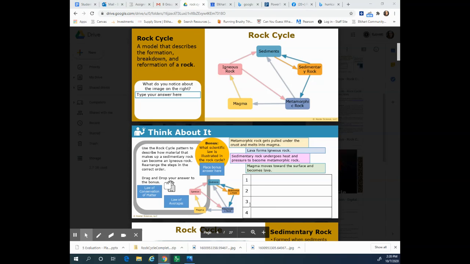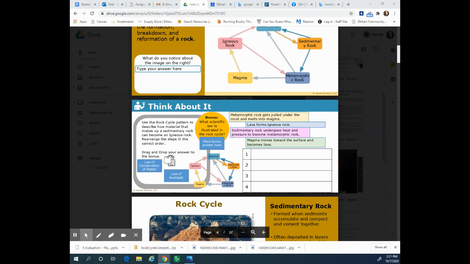Now for step 3, which one is it going to be? 1, 2, 3, or 4? Metamorphic rock gets pulled under the crust and melts into magma. Lava forms igneous rock. Sedimentary rock undergoes heat and pressure to become metamorphic rock. Our magma moves toward the surface and becomes lava. Which one of those steps becomes step 3? And of course, by now you have step 1, step 2, step 3. So whichever one is left over naturally is going to be step 4.